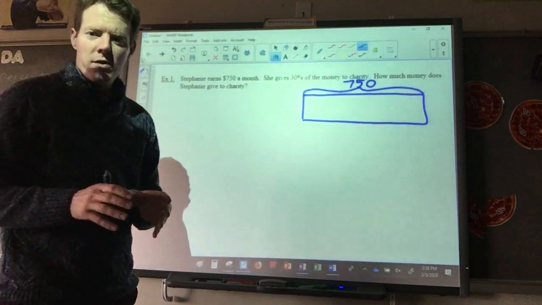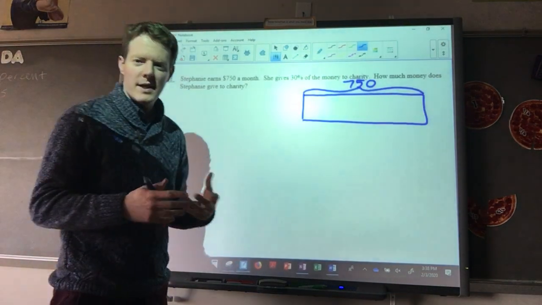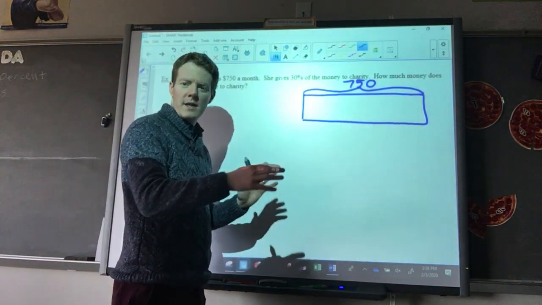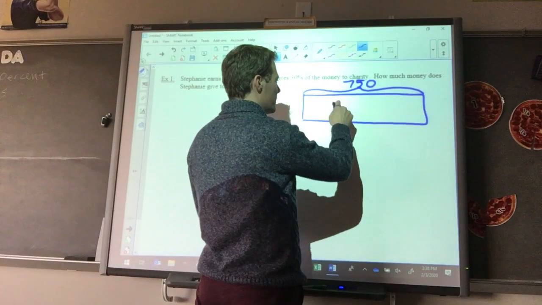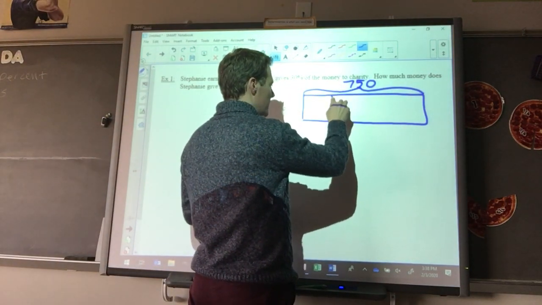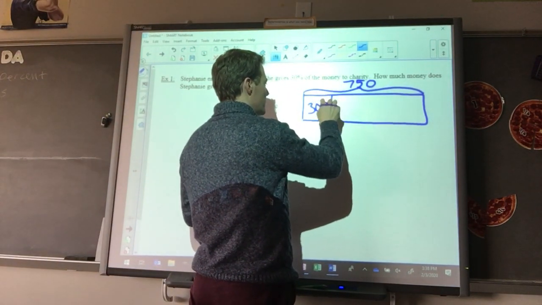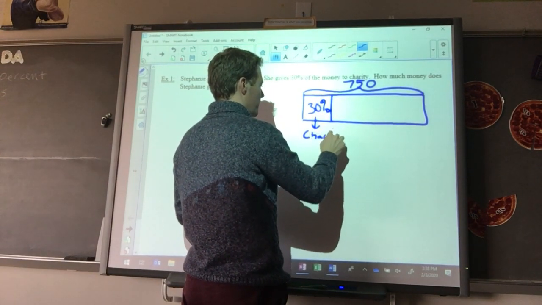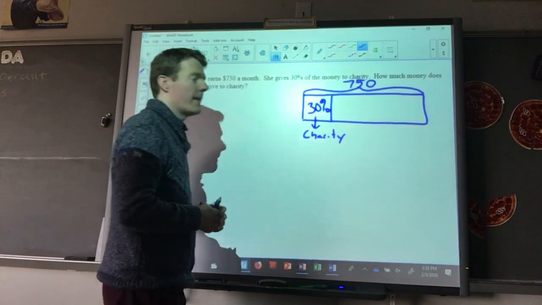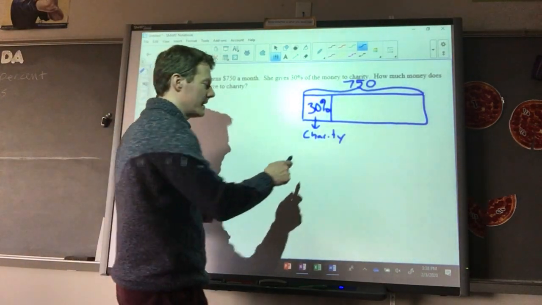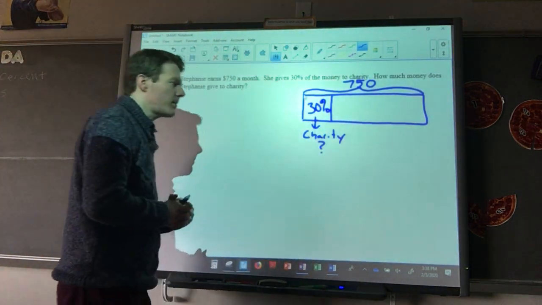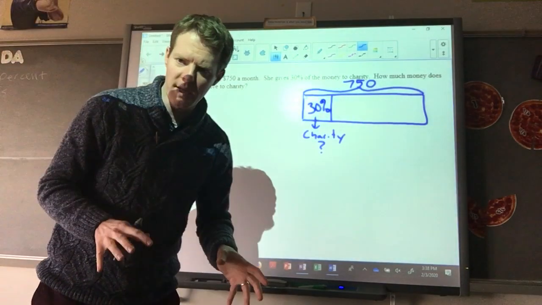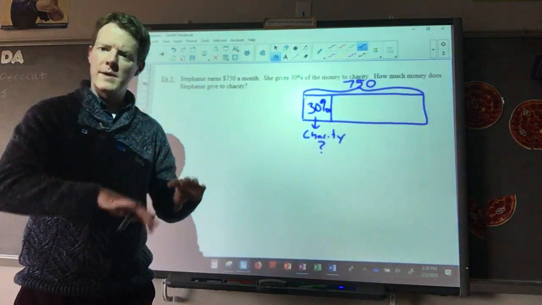Then it says she's giving 30% to charity. 30% is 3/10, so you could cut it into 10. I'm just gonna say 30% is like about here. That's 30%. That went to charity. And that's the thing we're asked to find. How much is this?